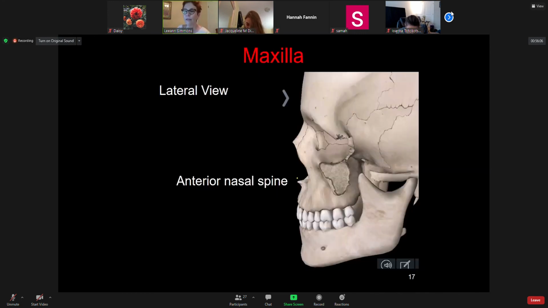Okay, we're on the maxilla. I forgot to introduce that. I was hiding up here. The anterior nasal spine is this projection of bone at the base of the nose, and that's part of the maxilla, and it's the anterior nasal spine.